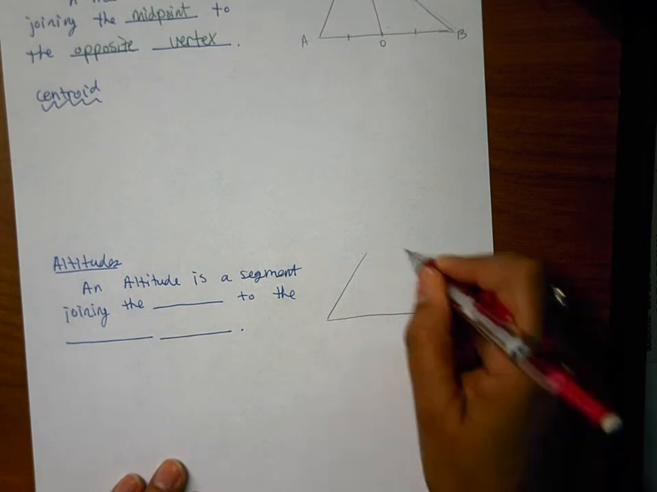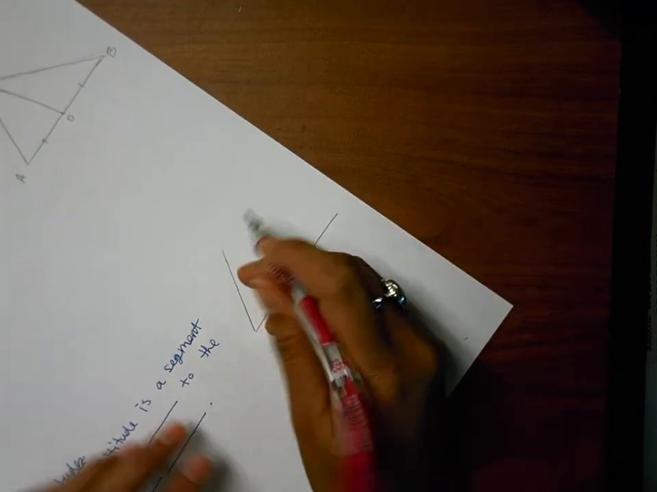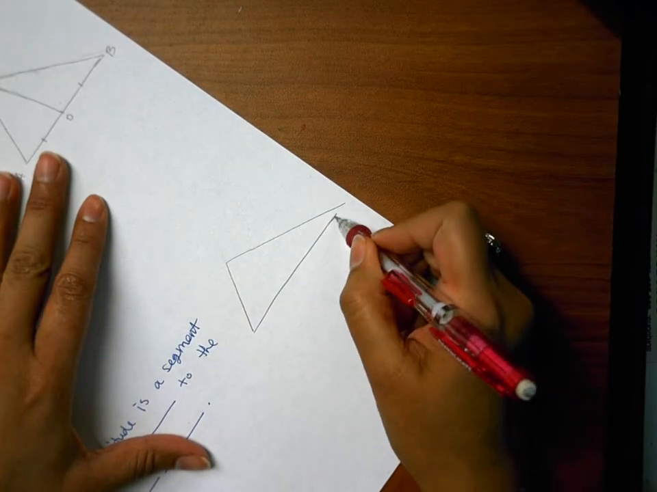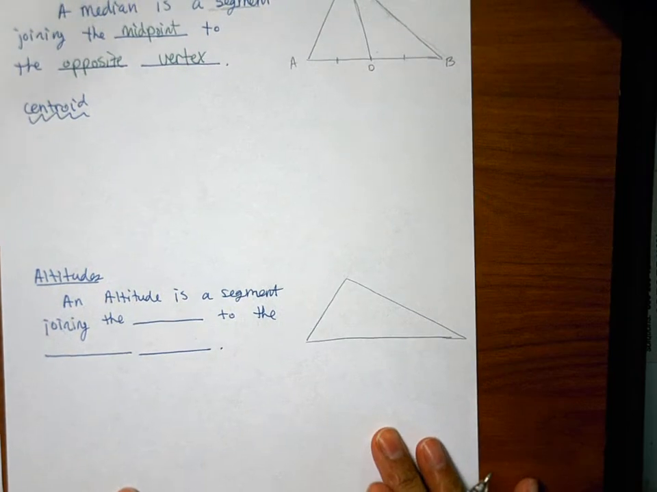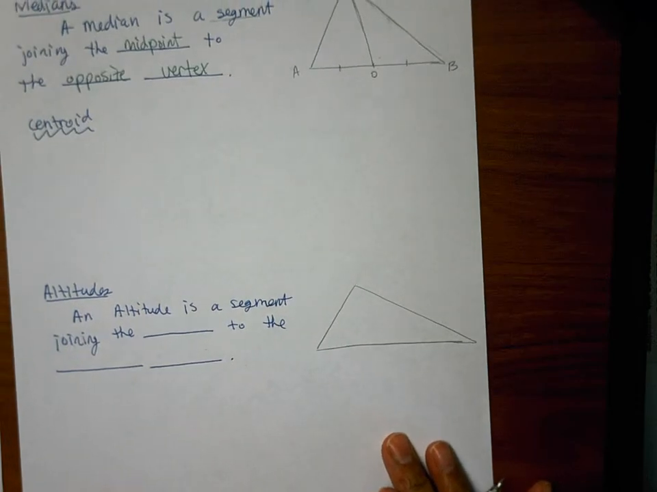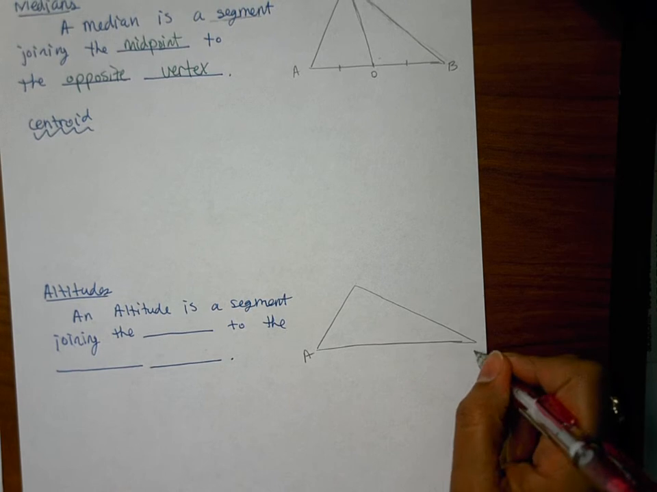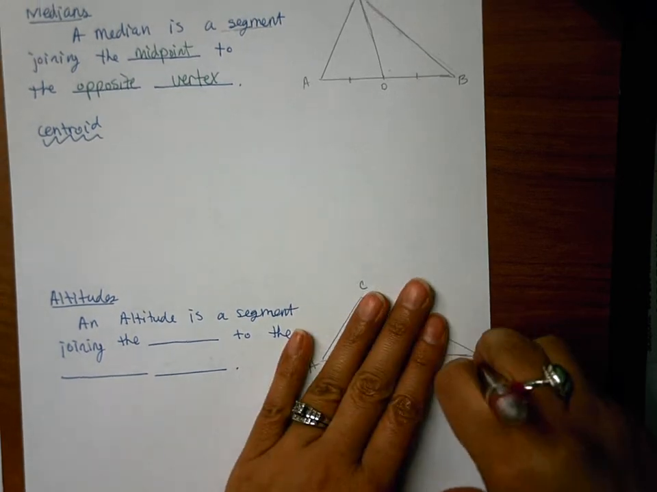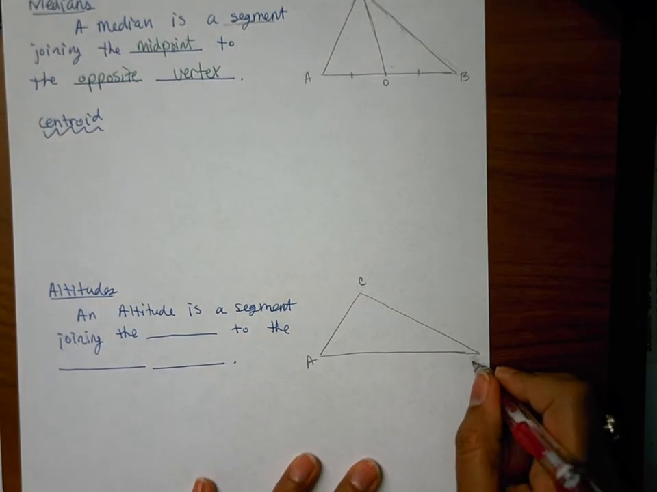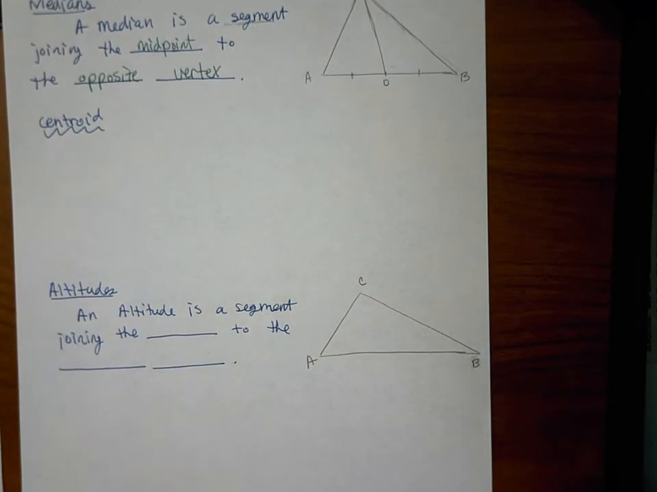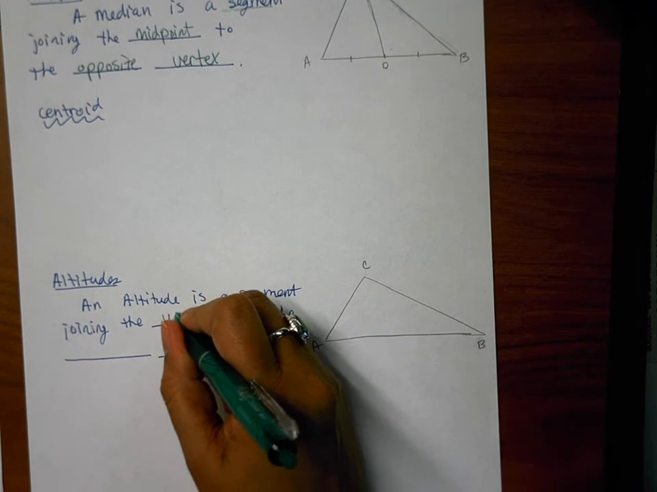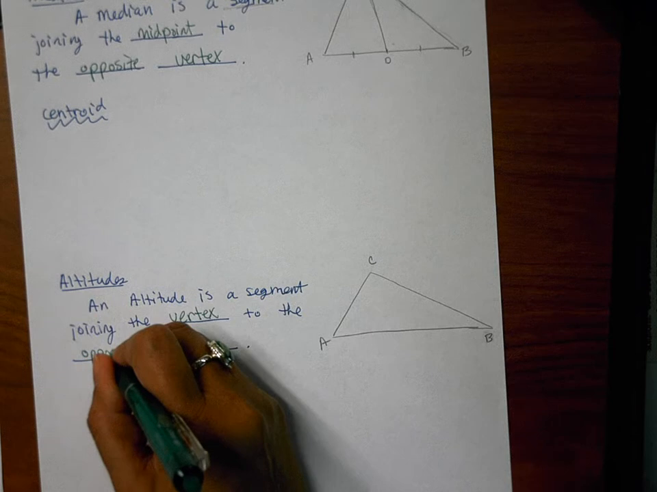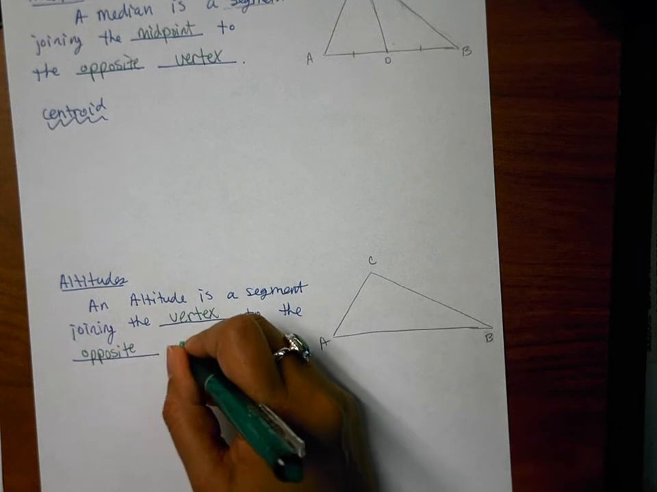All right, let's draw a picture. Another triangle. Again, it could be isosceles, but it's not always going to be. And with isosceles, special things happen. So let's draw one that's non-isosceles. All right, an altitude. Oh, let's label this first. A, B, C. An altitude is a segment joining the vertex to the opposite side.